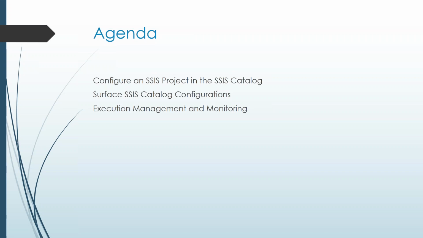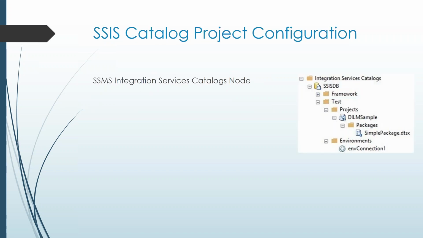So with that being said, catalog project configuration looks like this in SQL Server Management Studio, or SSMS. There is a node called the Integration Services Catalogs node. Notice the S on the end of catalogs. I'm told that's there because at one point they were considering allowing you to create multiple catalogs. They decided to limit that to just one. It's named SSISDB, and that's also the name of the database, really where all of these objects live.